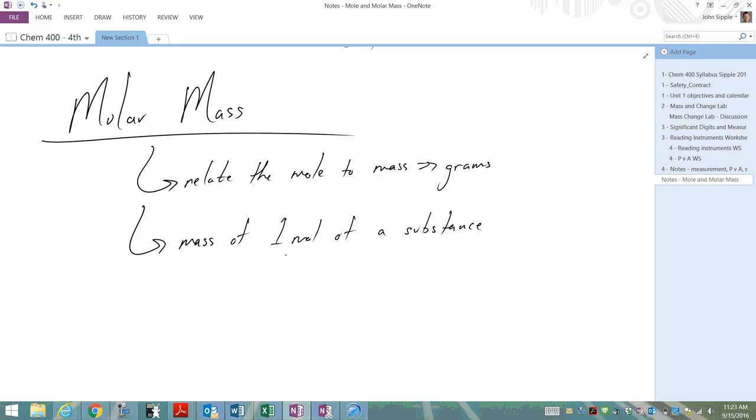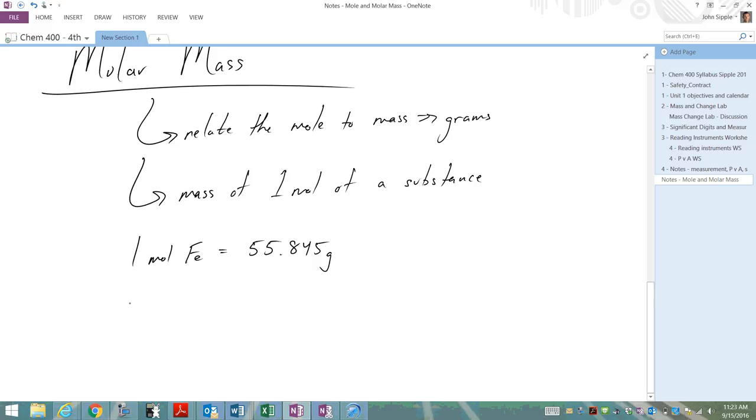So if I have one mole of iron, I look on the periodic table up there and I look for iron, Fe, it's number 26 up there. And you'll see under the Fe, it's 55.845 grams. That is one mole. One mole of iron would be 55.845 grams on the balance.